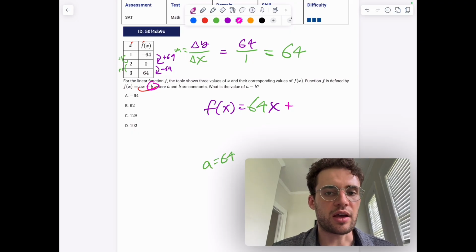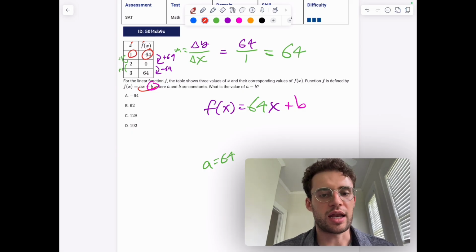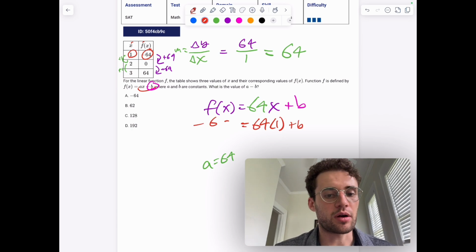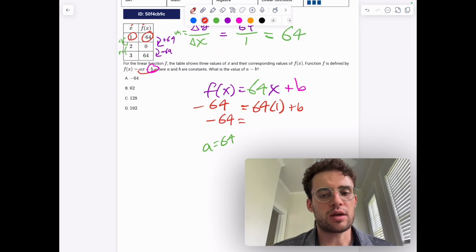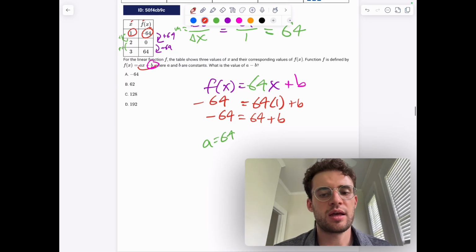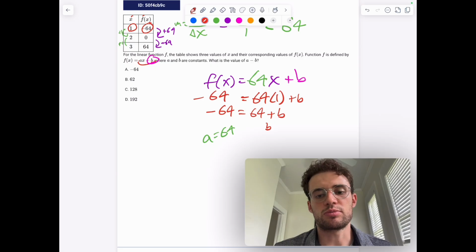Now to find the b value, what we can do is plug in one of these points. You can use any of these points. I'm going to use the 1 and the negative 64. So plug in when x is 1, then you'd get f of 1 equals 64 times 1 plus b, and that will be equal to negative 64. So we get negative 64 equals 64 plus b, and then if you want to get b alone, you would subtract 64 from both sides, and we get 64 minus 64, which is negative 128. So b equals negative 128.